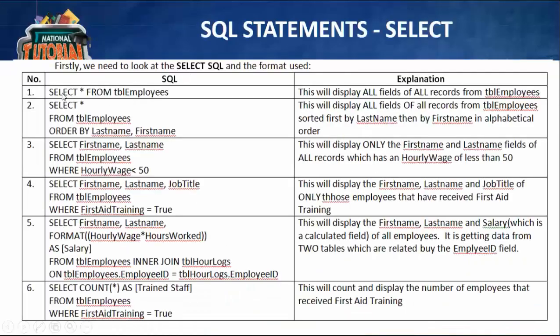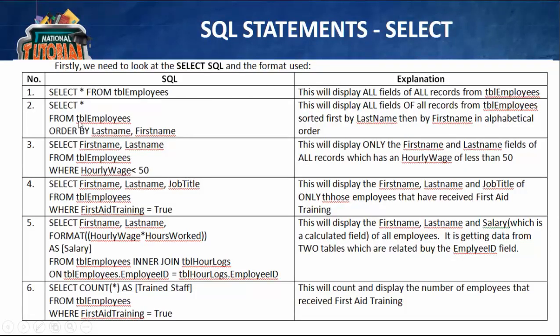Right, so the first one, select asterisk. It basically means all the fields from your database table, employees. That will display all the fields of all the records from TBL employees. The name of the table is employees.